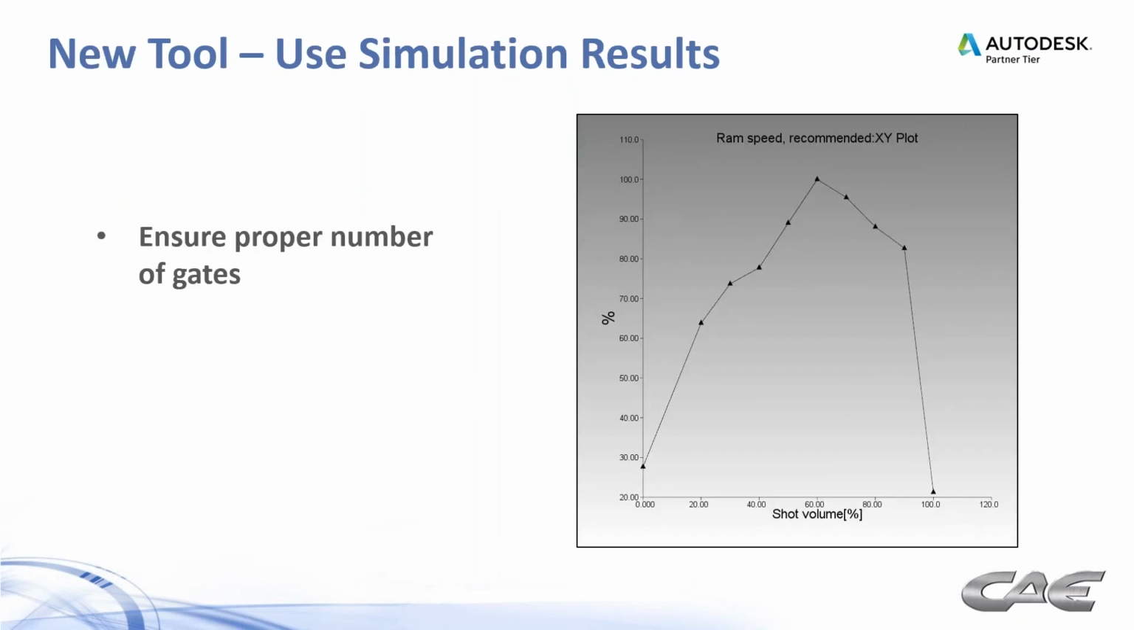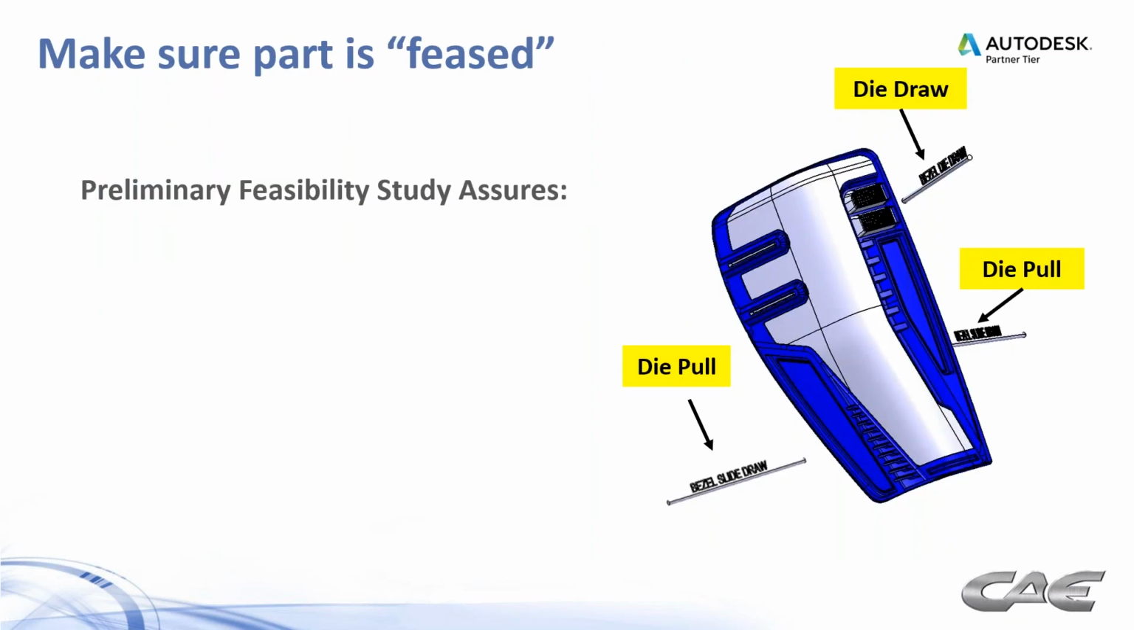So for new tools, again, you use simulation results. You want to ensure the proper number of gates. Increasing gate size, I already mentioned. Ramp speed profiling is another way to go. Again, the best solution to all this is avoidance. So make sure your part is feasible.